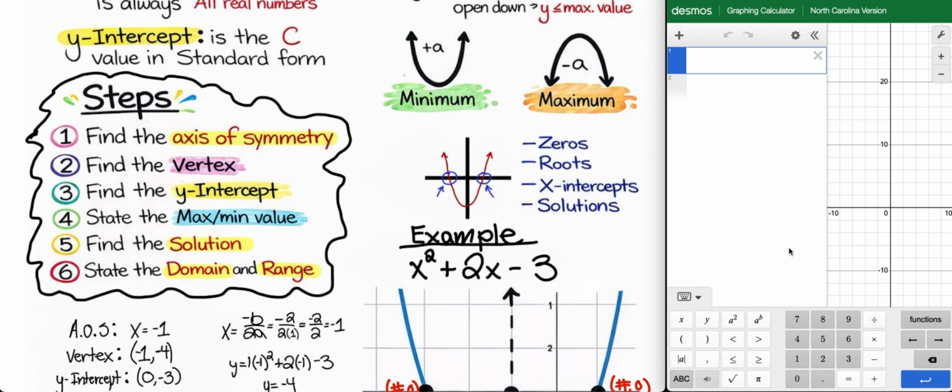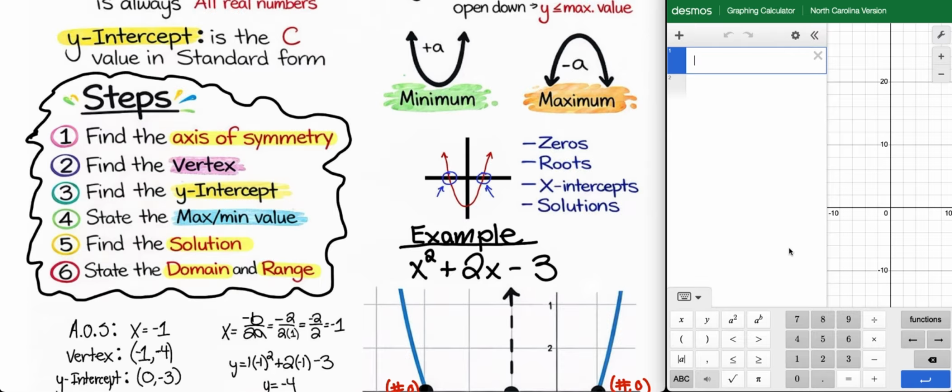Now, the steps that we're going to follow in order to get the key features of a quadratic: the first one is that we have to find the axis of symmetry. Then after we find the axis of symmetry, we need to find the vertex. Then we're going to find the y-intercept. That's a new part. And then we're going to state whether we have a maximum or minimum value. And then we're going to find the solutions. Solutions, again, are x-intercepts. And then we're going to state our domain and our range. Those are the key features that we have to list every time we're looking at a quadratic.